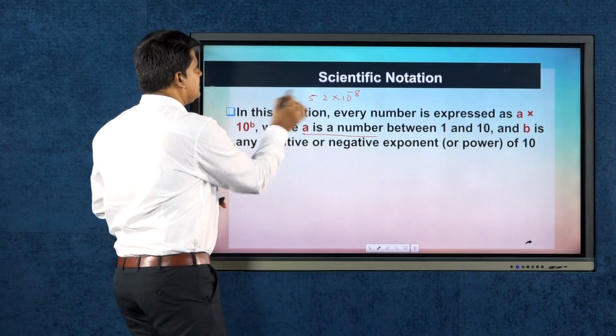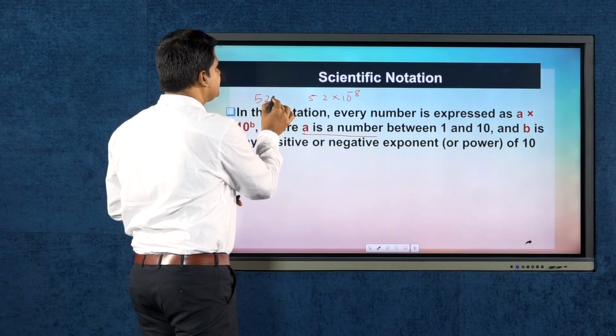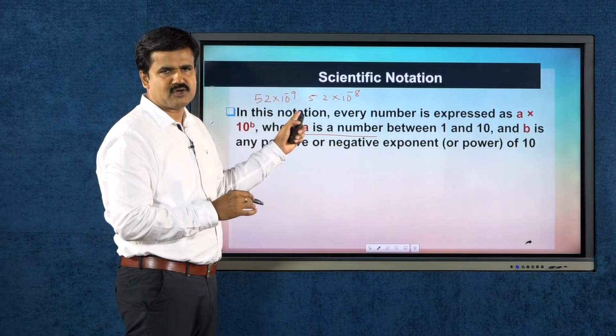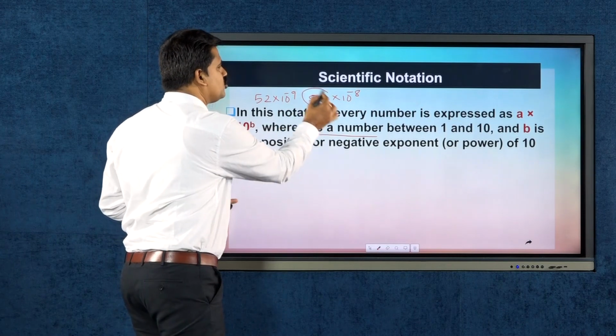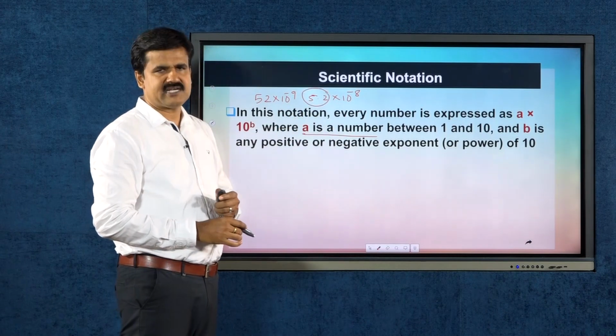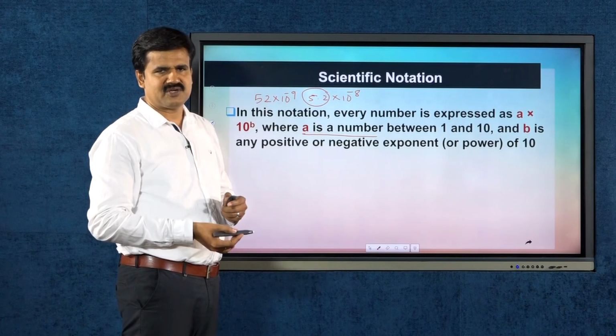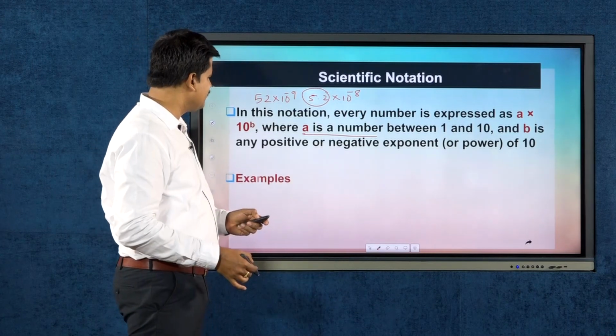But this cannot be written as 52 into 10 raised to minus 9. This is not a scientific notation. The first number should be between 1 to 10. The power of 10 may be a positive quantity or negative quantity. Let us look at some examples.